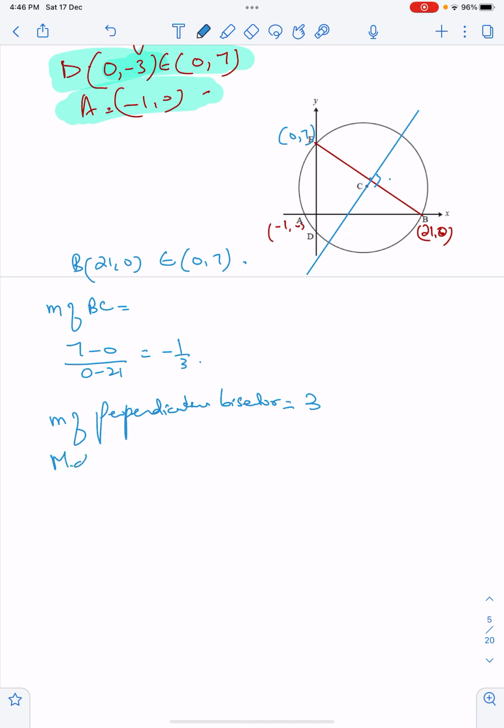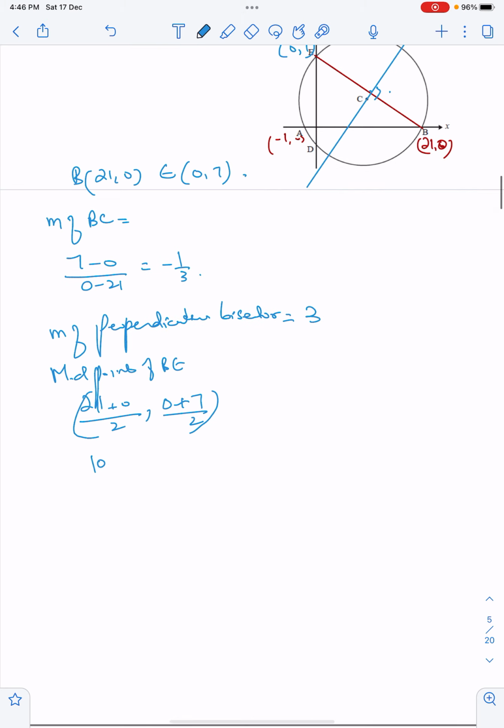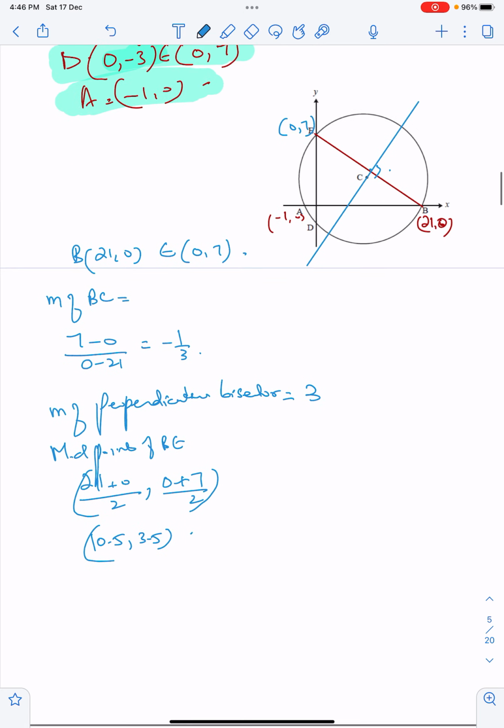Okay, the midpoint of BE is 21 plus 0 divided by 2 and 0 plus 7 divided by 2. 21 divided by 2 is 10.5 and 7 divided by 2 is 3.5. So this midpoint is coming out to be 10.5 comma 3.5. In order to find the equation of this line, we will use the negative reciprocal of the gradient of BE, which is 3, and this point.